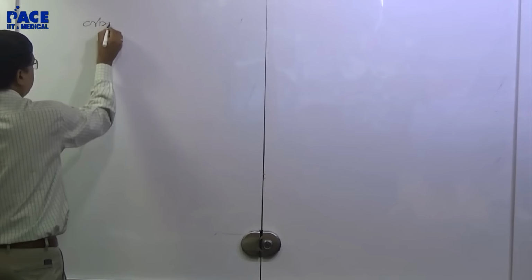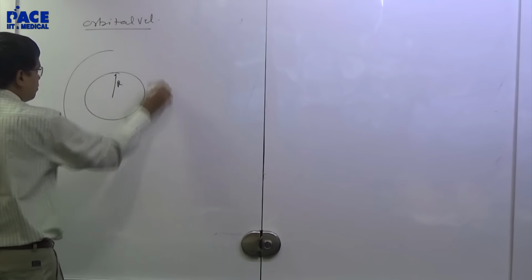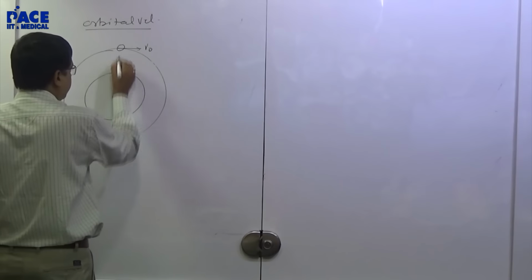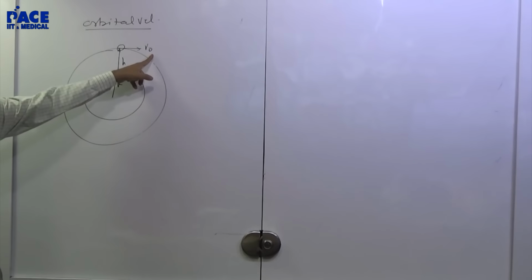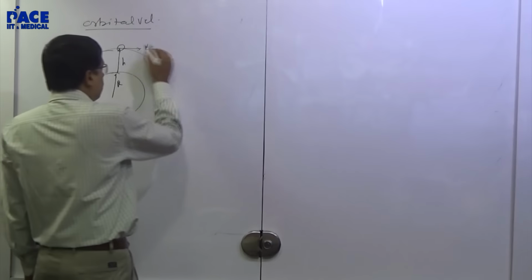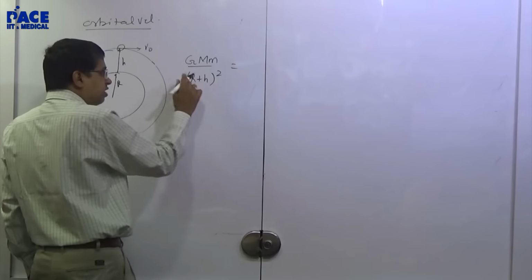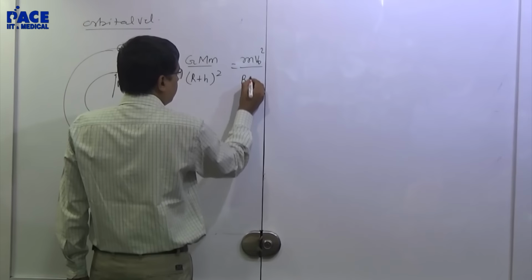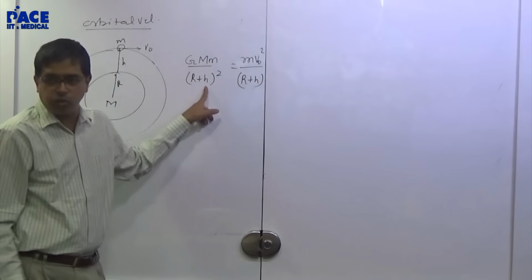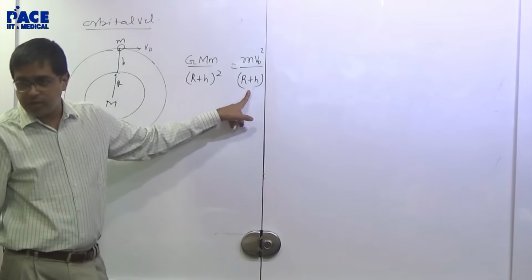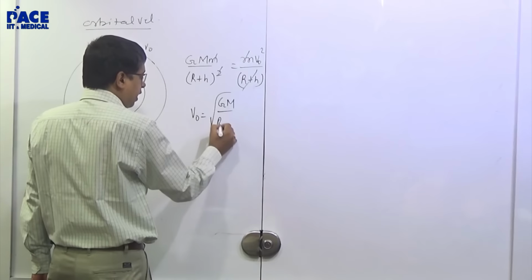Orbital velocity. What do you mean by orbital velocity? There is a particle which has been given a velocity of v0 at a height of h. G capital M small m by (r plus h) whole square provides the required centripetal force m v0 square by (r plus h). So v0 is under root GM by (r plus h).